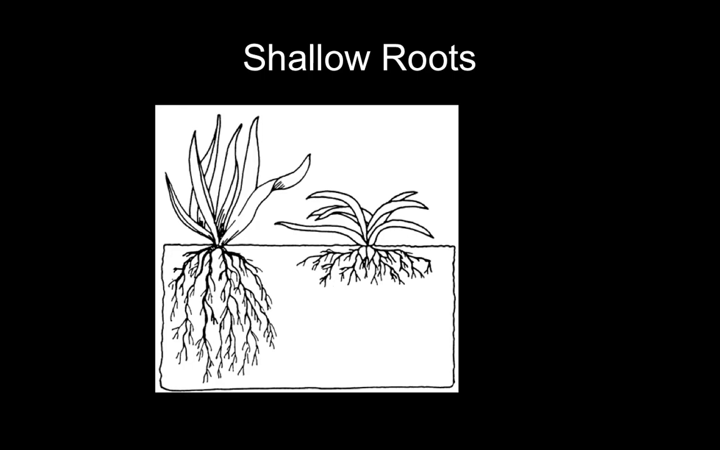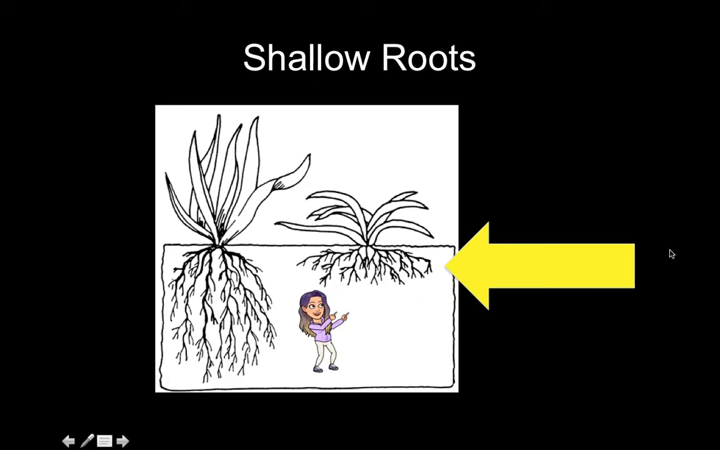The first adaptation of plants in the tundra is similar to plants in the desert. Plants in the tundra also have shallow roots, but for a different reason. Plants in the tundra have shallow roots because the ground is frozen and their roots can't dig deep. Which of these two plants has shallow roots? That's right. This plant has shallow roots that stay close to the surface.